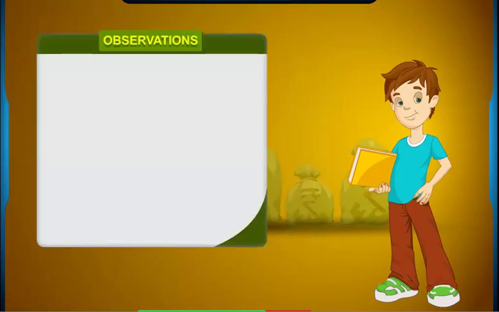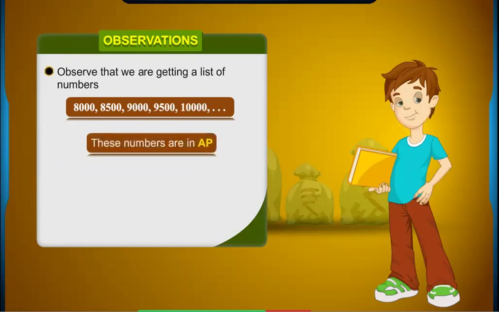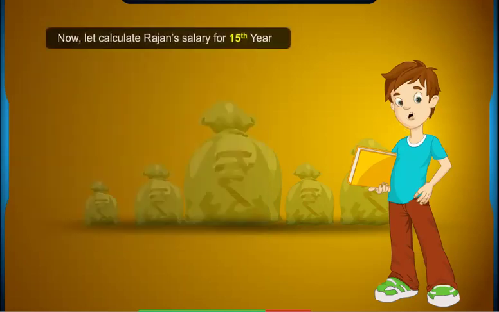Observations. Just write down the salary for first, second, third, and fourth year. We can observe that numbers are in AP. Observe that we are getting a list of numbers 8,000, 8,500, 9,000, 9,500, 10,000. These numbers are in AP. Now let's calculate Rajan's salary for the 15th year.